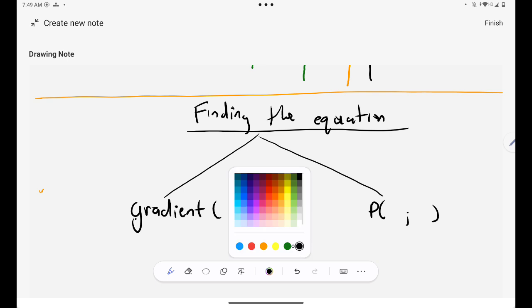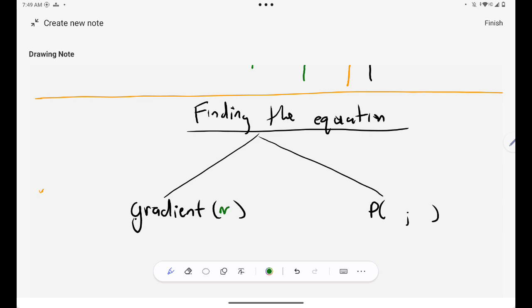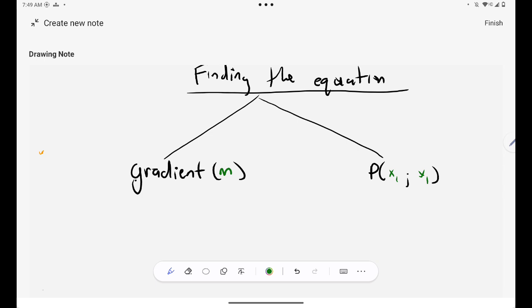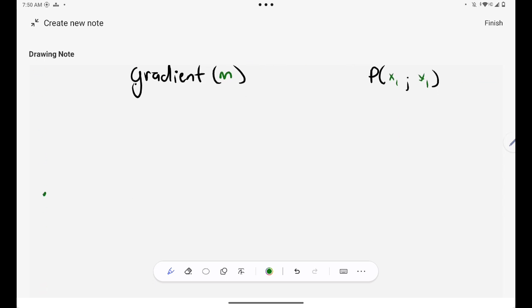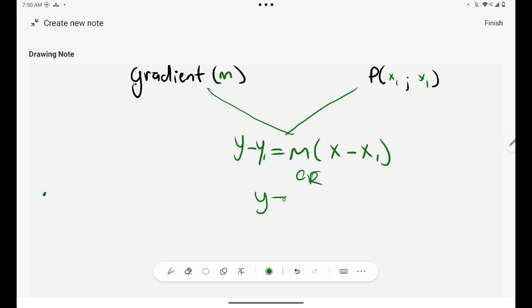Are you together? So the gradient I'll indicate with its symbol, which is a small letter m, and the point can be x1 and y1. Are you together? So once I have these two things, I can substitute them in this equation, or in this equation. It's up to me. Are you together?